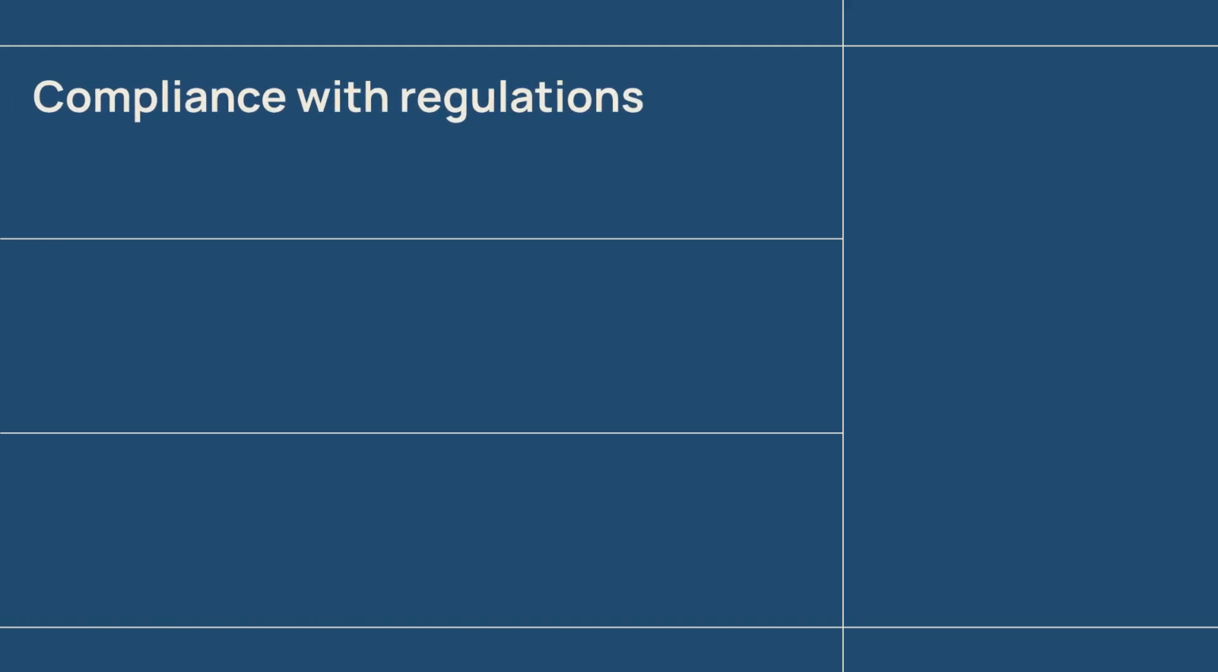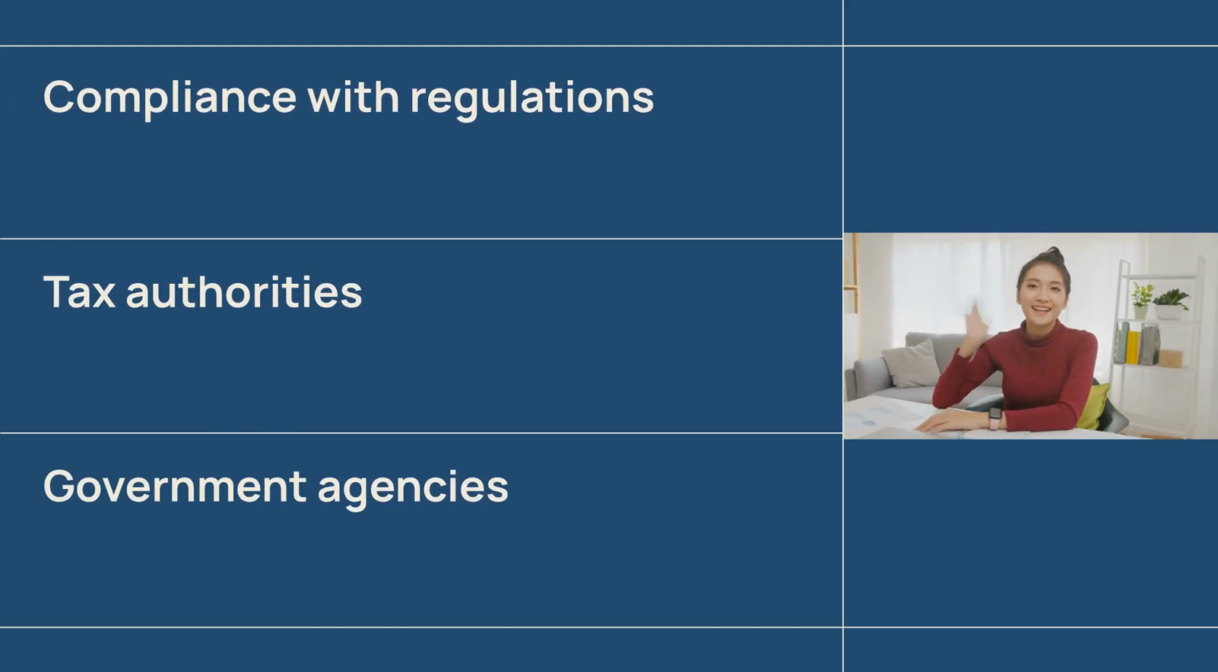The General Ledger also helps you comply with regulations. Many government agencies require businesses to maintain accurate financial records. Budgeting and forecasting are essential for planning your business's future.